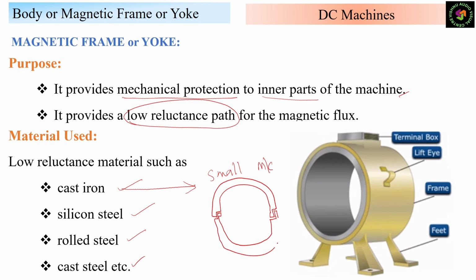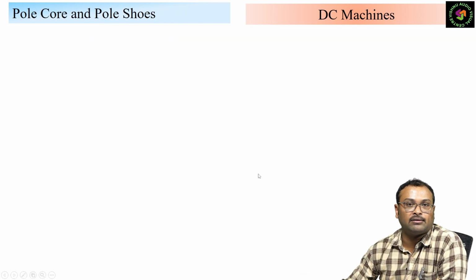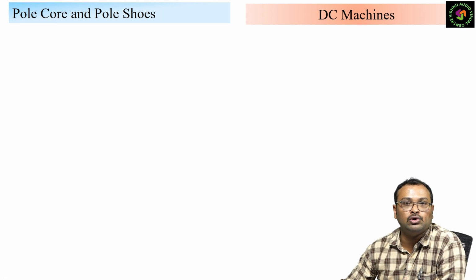So like this they will make it as laminations and they will fix it. So this is for the big machines, they will use these laminations for the steel. So this is about the frame and yoke. Coming to the second part, that is the pole core and pole shoe.